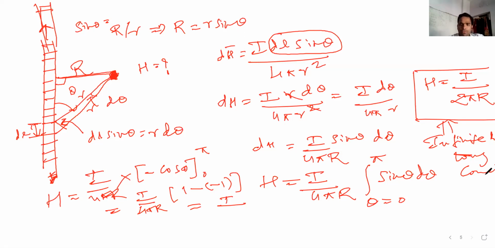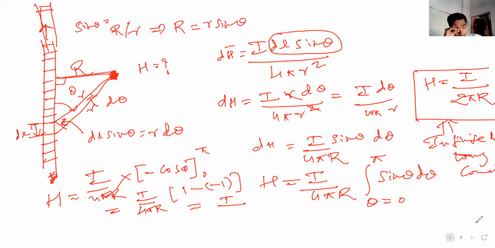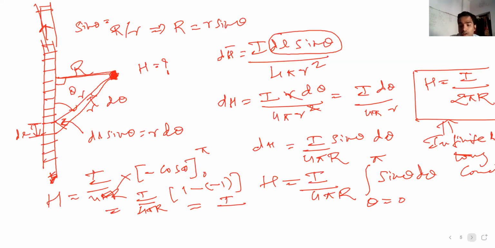I will give you this derivation in writing. I'm preparing notes and I will share them with you all. This video is also there, but I will give you everything in good writing. Okay, so this was the first application. These formulas are very important, also from your GATE point of view. Like this formula, H is I by 2 pi r for an infinitely long conductor.